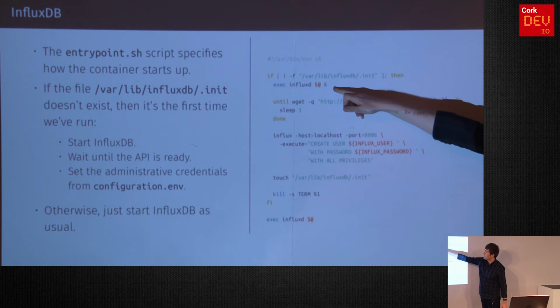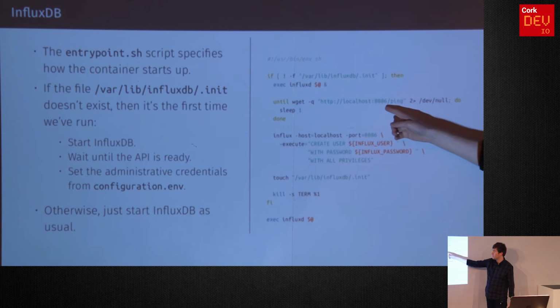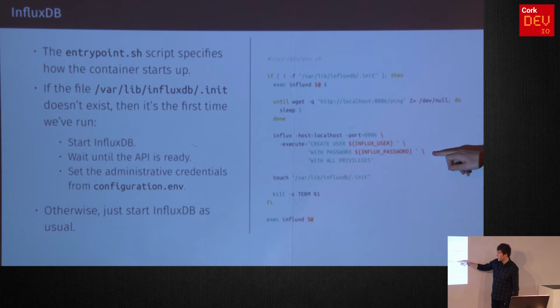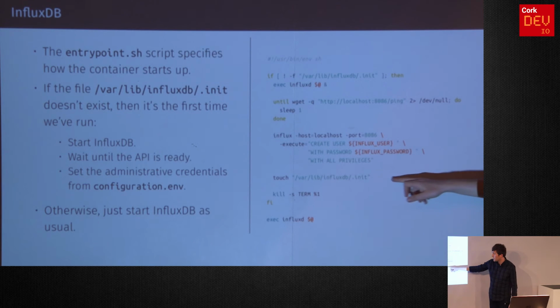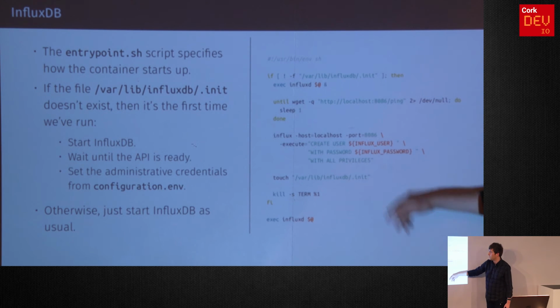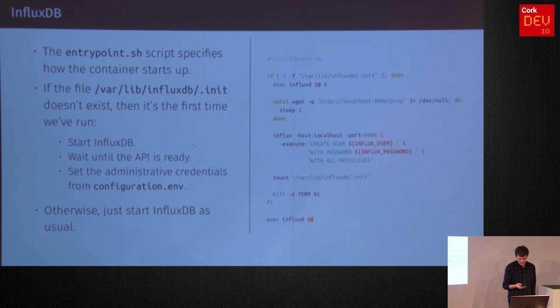The first thing we do is start InfluxDB. The next thing we do is wait for it to start up, which basically means we hit this endpoint and wait till the endpoint exists. Once the endpoint exists, we know the API is up, and then we can start interacting with it. Then we can set our InfluxDB user and password. Those are set in the configuration environment file from earlier on. Finally, we touch the file just to make sure that it's there for next time, so that if we shut down the container and start it back up again, we don't have to do all this stuff again. And then finally, we go hit InfluxDB.